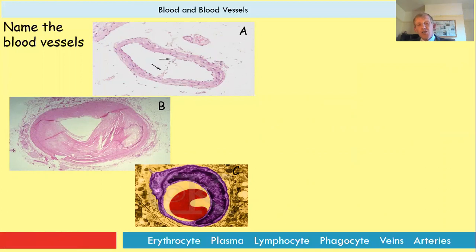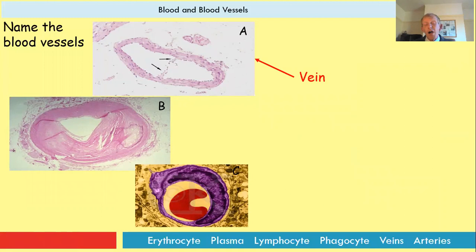Now, the first one at the top, we've got a vein. Hopefully you were able to see that this has got a very large lumen size. It's got a very thin wall. And you may have even noticed these two little flaps of cells coming in from the sides there. These would actually form part of the valve.